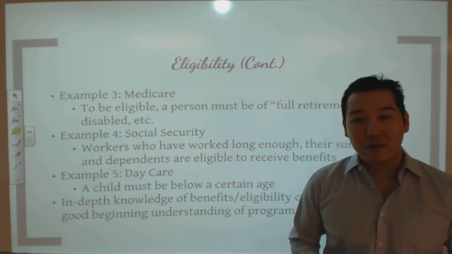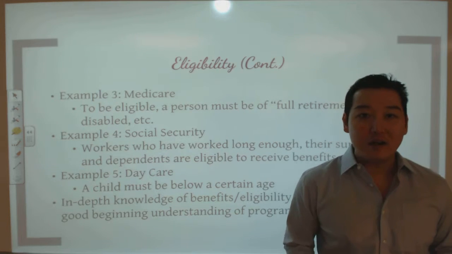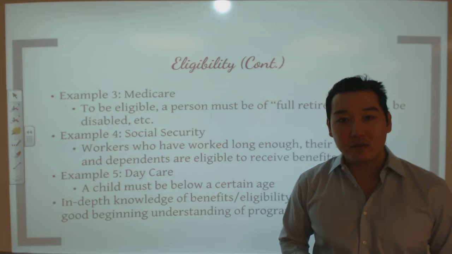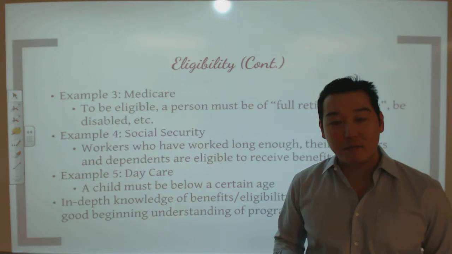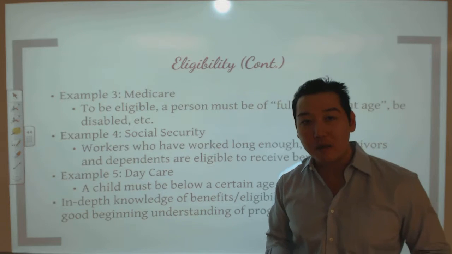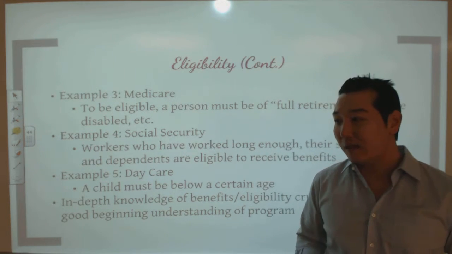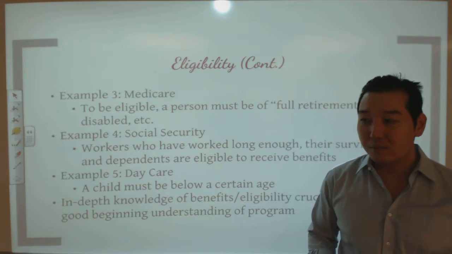Social Security, we know that you have to make contributions, 40 credits worth of contributions, to qualify. Daycare, there may be certain age requirements, right, for your chosen policy or program. So your kids must be a certain age. A particular program or policy may require that your kids be a certain age. So these are all different examples of eligibility criteria for different policies or programs.